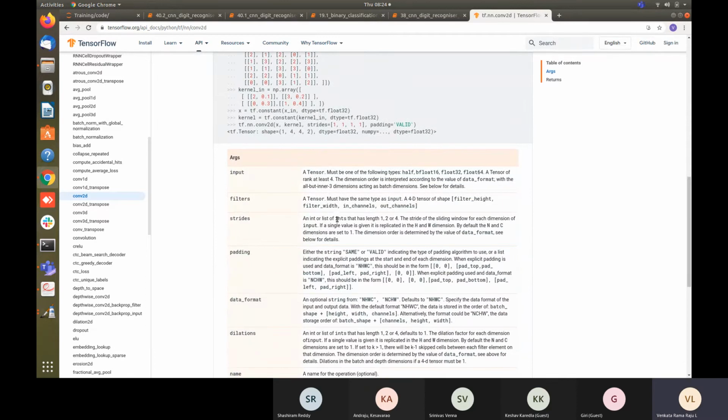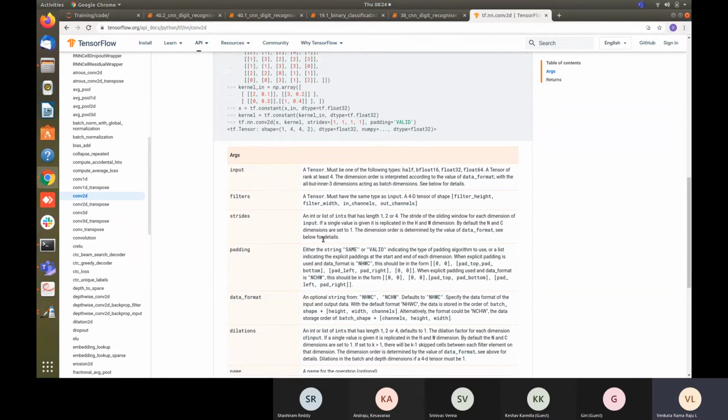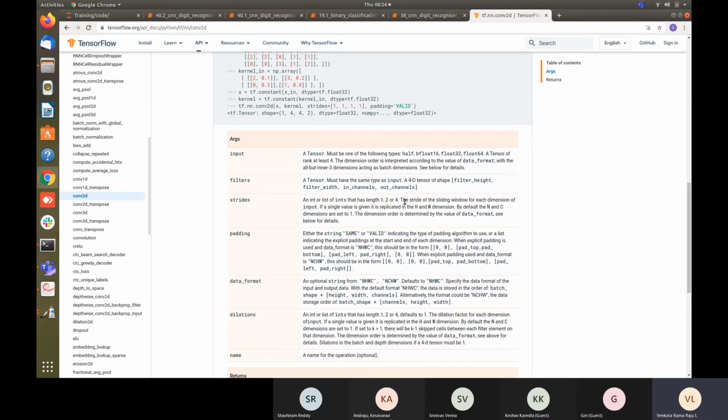So int or list of ints. Yeah, actually, this is for the rows, this is for columns, and this is for depth, right? If you specify a tuple. The stride of a sliding window for each dimension of the input. If a single value is given, it replicates at height and width dimensions only. By default, n and c dimensions are set to 1. The dimensions order data format.